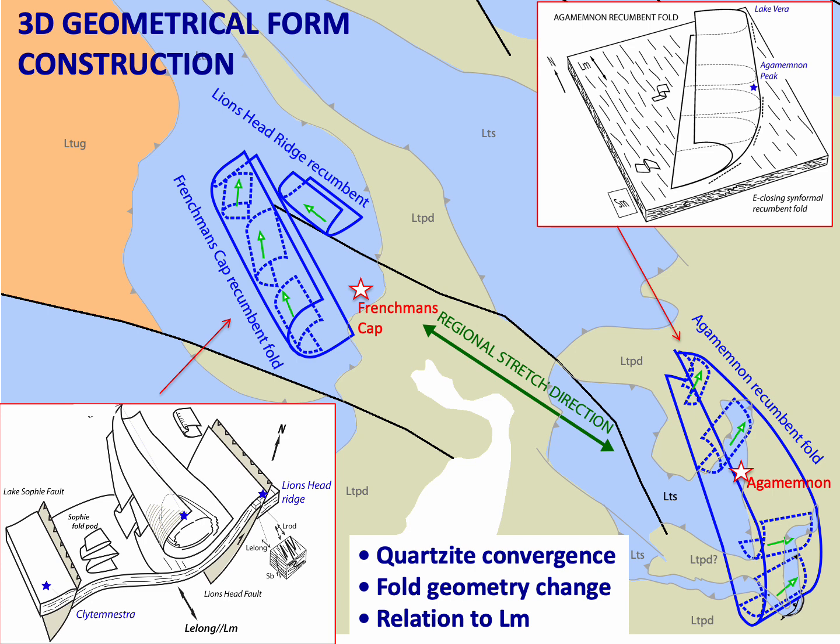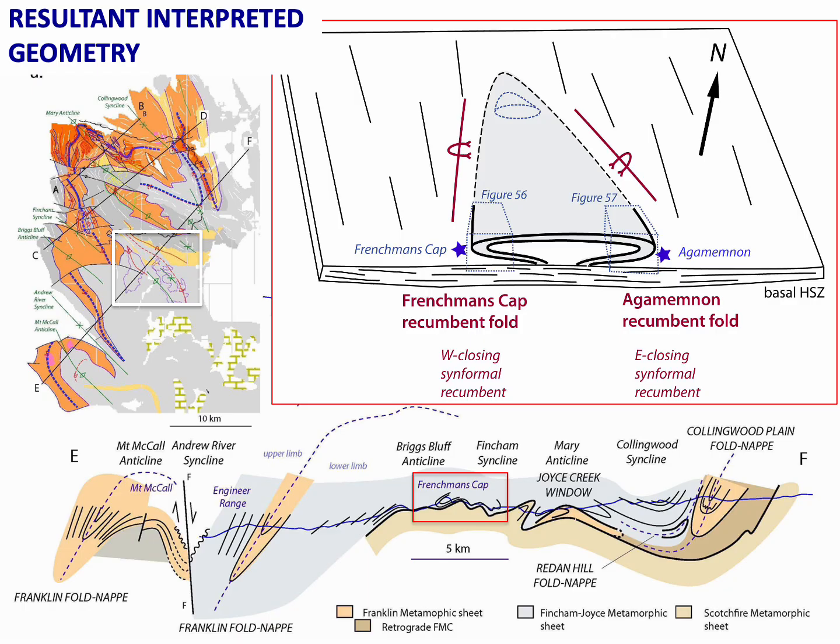Convergence of the quartzite ridges towards the Franklin River to the north, combined with the oppositely closing form and the relationship of the fold hinge lines to the stretching lineation, shown by the green line trace, all suggest the presence of a major sheath fold at the base of the quartzite sheet. Our interpretation is shown here. Note the interpreted sheath fold has an approximate 5 kilometre width and sits at the base of the Franklin sheet on the lower limb of the regional scale Franklin fold map.